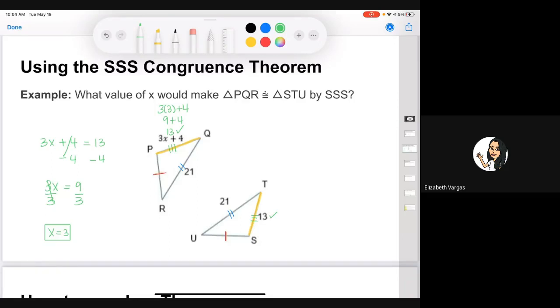Questions? Questions, concerns? Pretty straightforward, right? All I'm trying to prove is that all my sides are congruent to each other. And if that is the case, then both of my triangles are congruent.